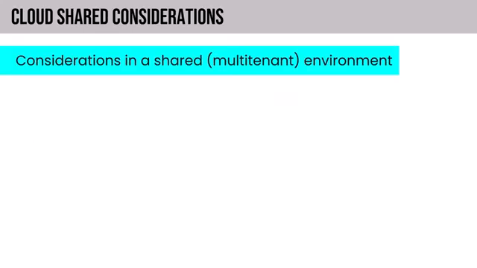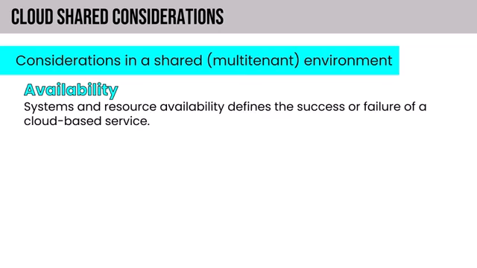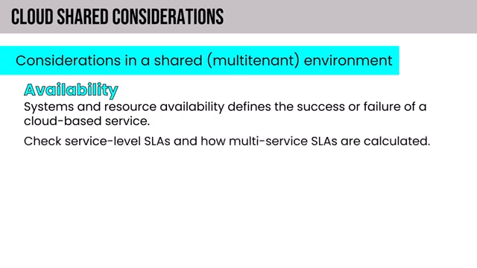So continuing with shared considerations, availability. So systems and resource availability defines the success or failure of a cloud service. That's no surprise. You want to check service level SLAs and how multi-service SLAs are calculated. Your major CSPs like Microsoft, like AWS, will provide instructions in their documentation for how an SLA is calculated when you've incorporated multiple services into an integrated solution.